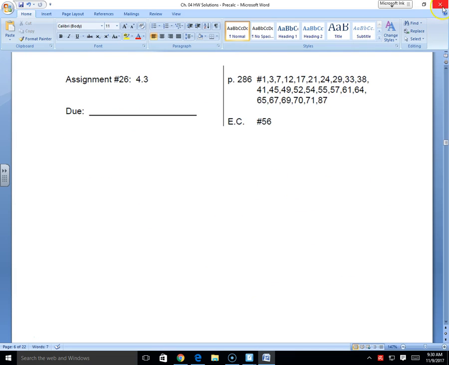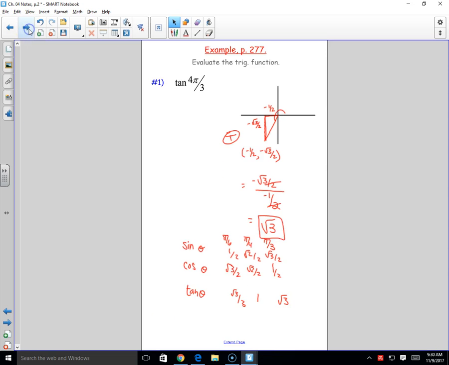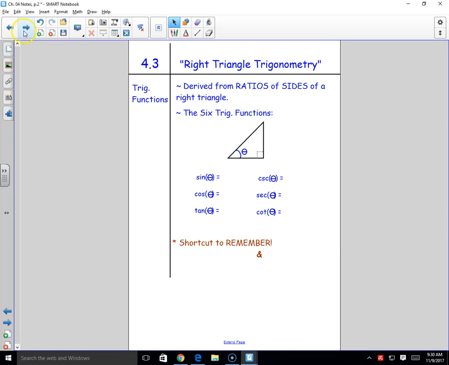All right, kiddos. If you have any other questions, since we did take some time on the unit circle today, let's go ahead and we got to get into section 4.3. We already did triangles. Let's get rid of that guy.